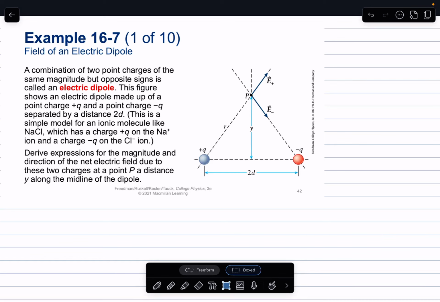So let's do example 16.7. You're going to find that it's pretty similar vector-wise to the force example, where we found the force due to three charges, or the force on a charge due to two other charges in a plane. So we're going to approach it in the same way, except we need to use the expression for electric field and use the rules for electric field to determine the directions of the field.